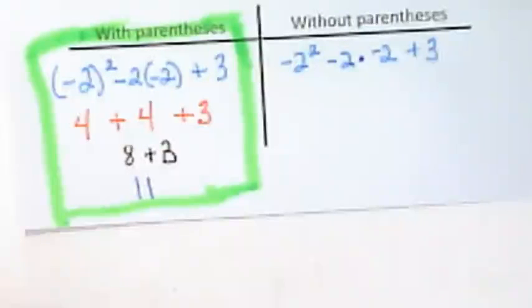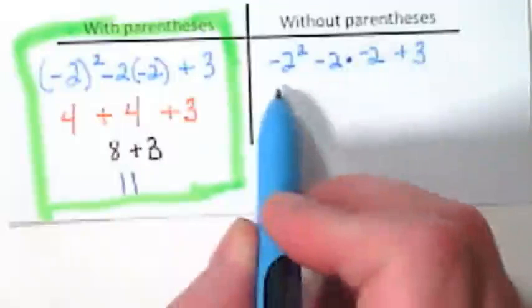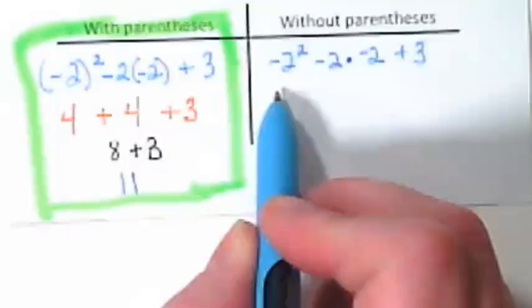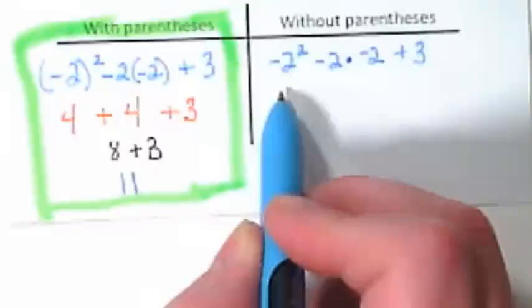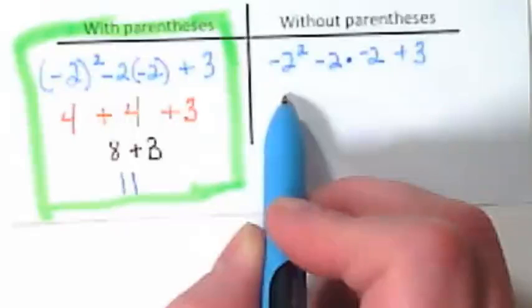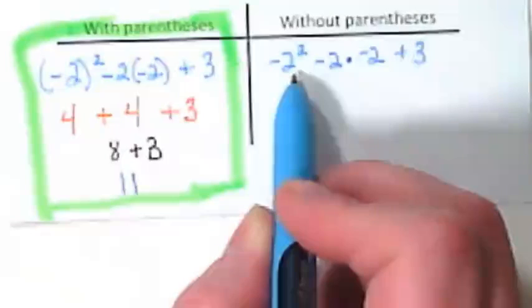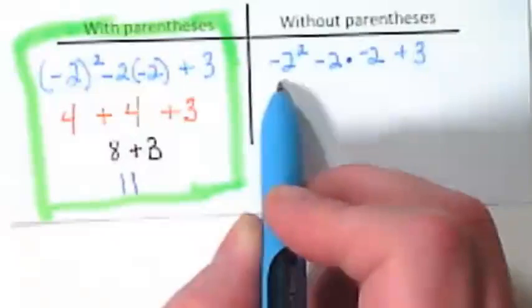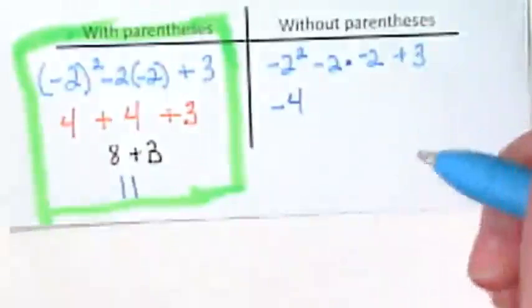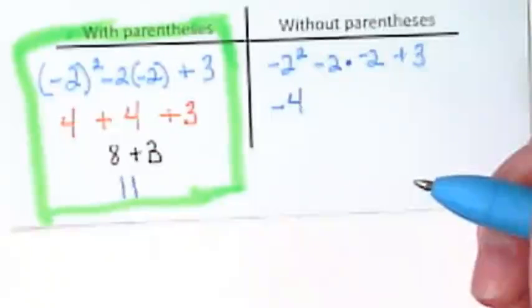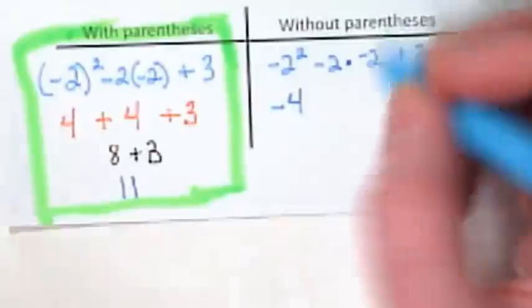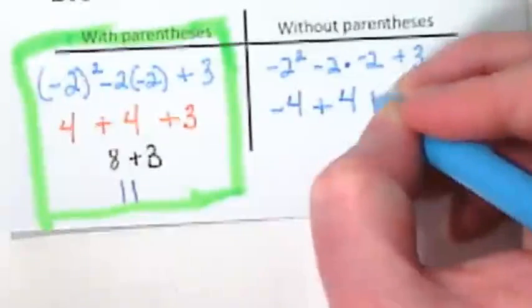When I do this without parentheses, I am getting negative 2 squared minus 2 times negative 2 plus 3. What happens right here, when I have negative 2 squared outside of parentheses, it changes it. We're actually going to take notes on what the difference is in just a moment. But basically, that negative, in this case, is in front of the 2, and I'm only squaring the 2. And then I add the negative back to it because it's a negative 1. That means this is negative 4. Negative 2 times negative 2 is next and gives us positive 4 plus 3.